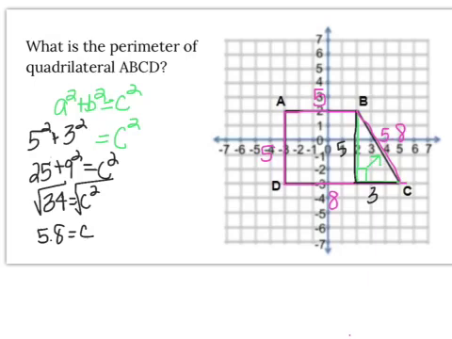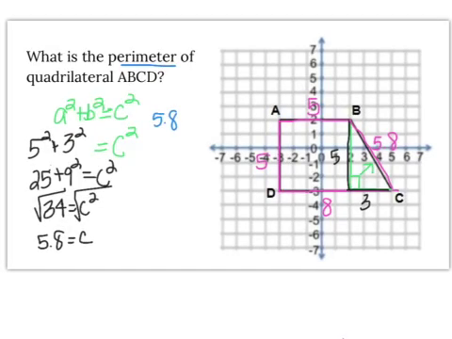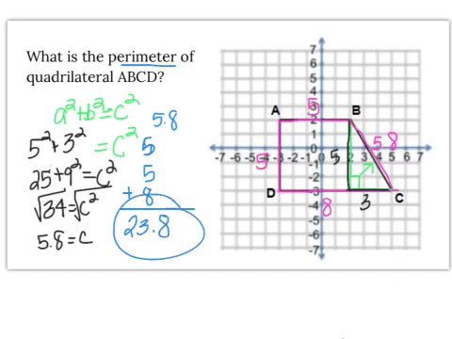So going back, I am looking for the perimeter. I have not solved yet, and now I just need to add up my sides. So I have 5.8, 5, 5, and 8. And I get 23.8 as my perimeter.